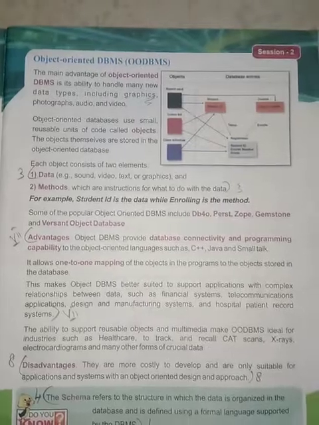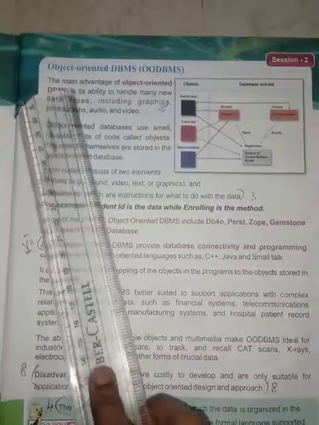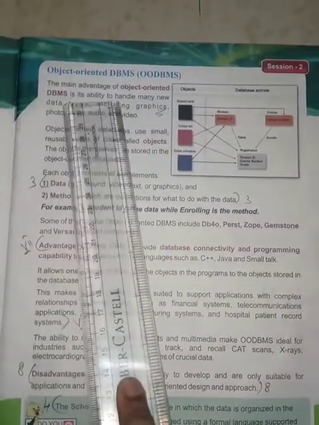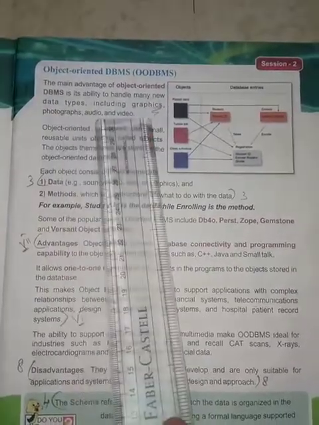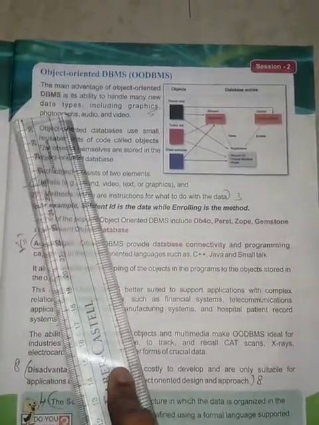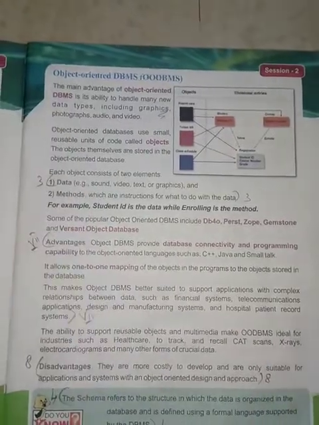Hello students, today let us continue with the fourth type of DBMS, that is object oriented DBMS, OODBMS. The main advantage of object oriented DBMS is its ability to handle many new data types including graphics, photographs, audio and video. So this database has an ability to handle data types including graphics, photographs, audios and videos.